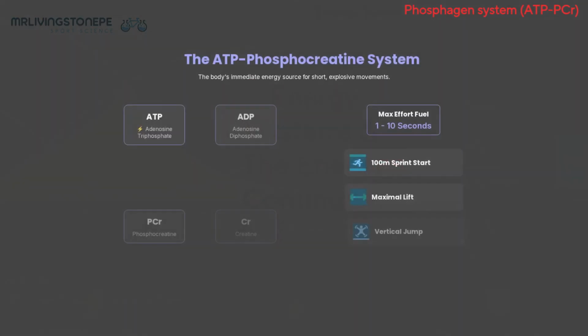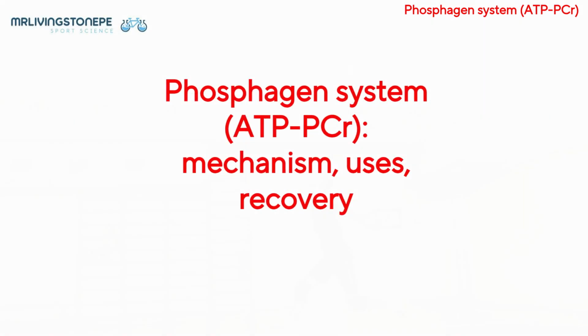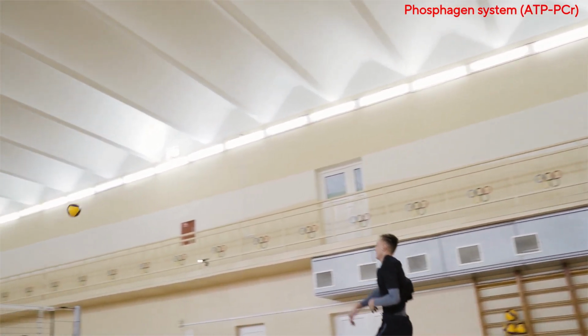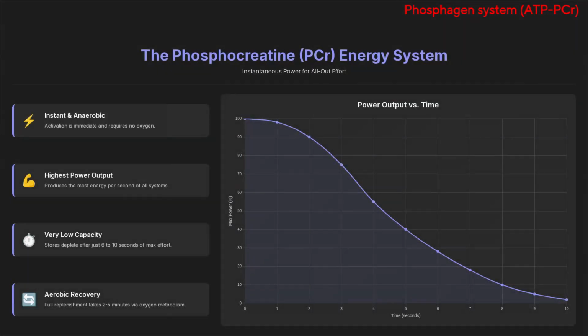Muscle cells store a small amount of ATP that fuels the first 1 to 2 seconds of maximal effort. Creatine phosphate, PCr, then donates a phosphate to ADP via creatine kinase to rapidly regenerate ATP. This system powers very short, explosive actions like the start of a 100-meter sprint, a single maximal lift, or a vertical jump. Key features of this system are that activation is instantaneous and anaerobic, that is, no oxygen needed.